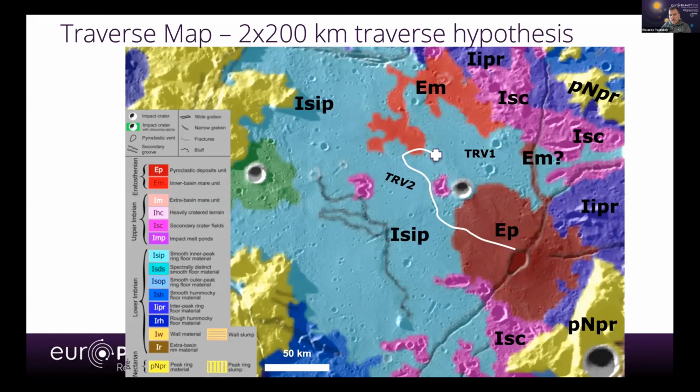Exactly. If we draw another traverse of the same length from the same spot, we can encounter other terrains. For example, this red terrain, the inner basin mare unit, we didn't see it before, but we can cross it. Then we can touch again the secondary impact crater fields. Then we can enter the pyroclastic deposit. So we can have a sample, not only of the regolith, but also of the pyroclastic material, the volcanic glass that we suspect there's around this vent. And we can approach the vent and arrive until the very top of the vent.